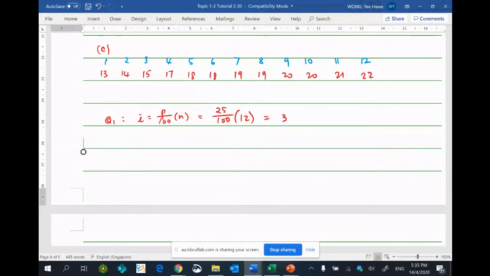A round number. So what should you do? The third number plus the fourth number, divided by 2. What is the third number? The third number is 15. The fourth number is 17. So you get 16.